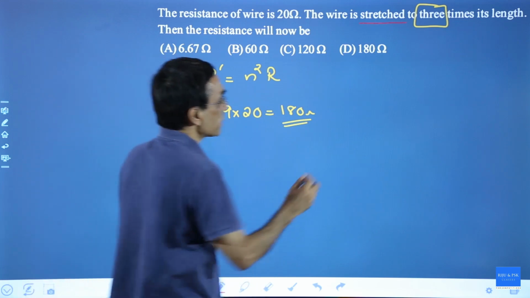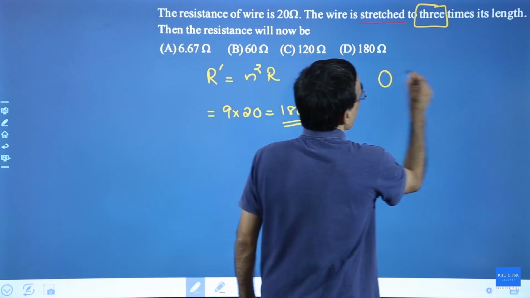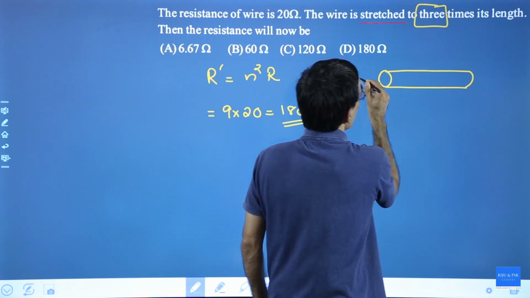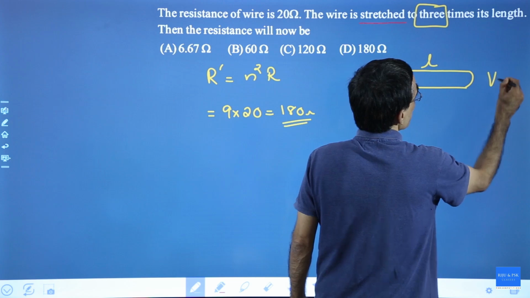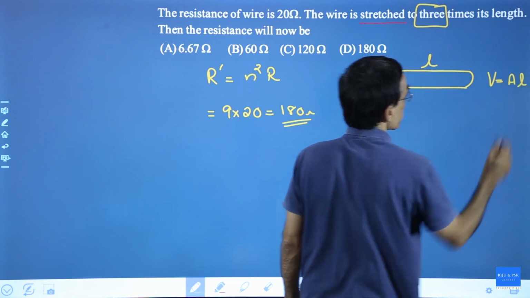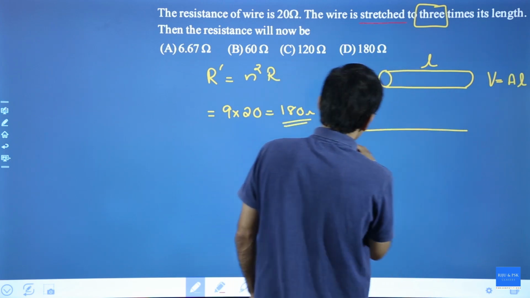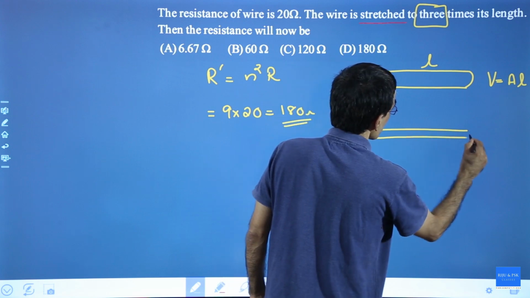Okay. The reason: suppose you have a wire of area of cross section A and length L. Then we know its volume is given by A into L. When you stretch that a certain number of times, what will happen?